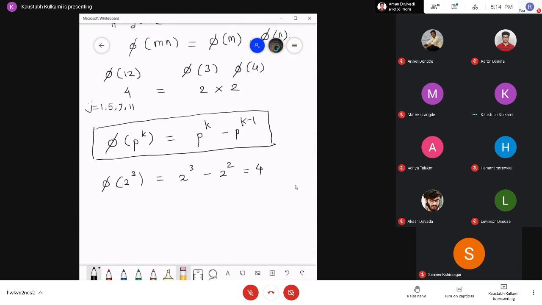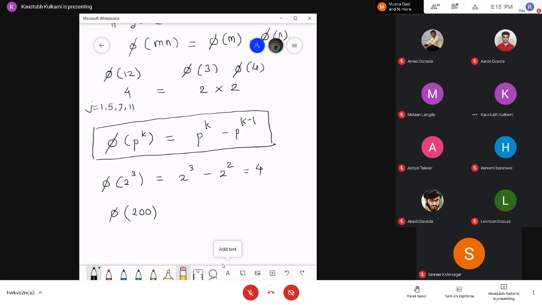So calculate the totient function of 200 by using this theorem. Calculate the totient function of 200. This will be the last thing, maybe one more. Calculate the totient function of 200. We'll stop at this example. Just calculate this value and we'll stop. Thirty-two.